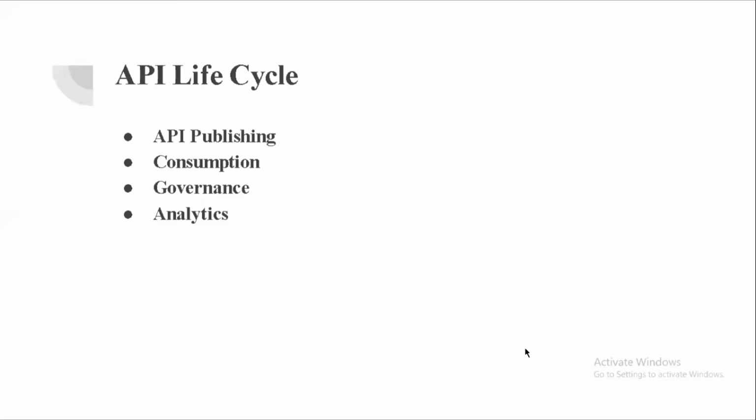Okay, so we have been talking about the API lifecycle. What is that? It majorly includes four things: API publishing, consumption, governance, and analytics. As I told you, API publishing means creating APIs and getting them deployed. As an Apigee developer, you will be developing the APIs, deploying them into Apigee, and getting them published.